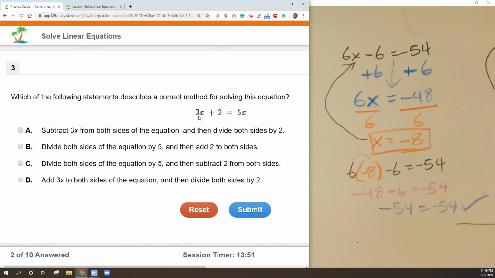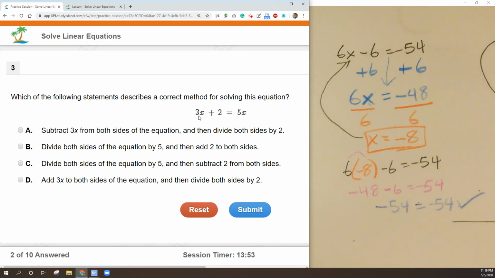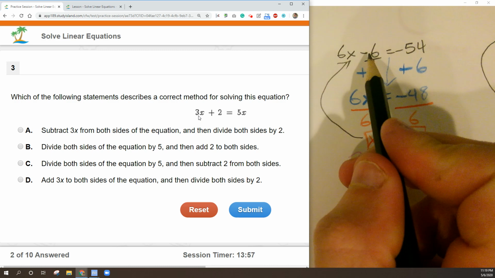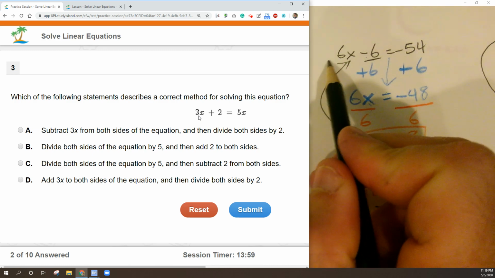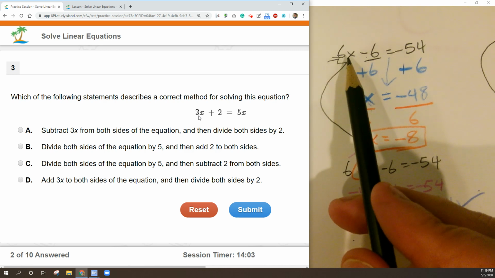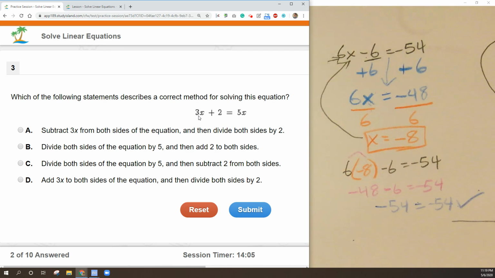Just like on this last problem, to get rid of this term, I added because we were subtracting. To get rid of that 6, I had to divide because this 6 was being multiplied. So you have to do the opposite of what's going on. In our new problem, the 3 is being multiplied by x.